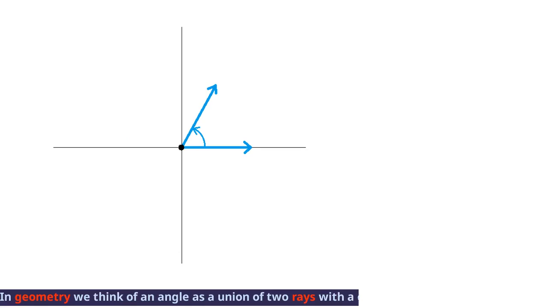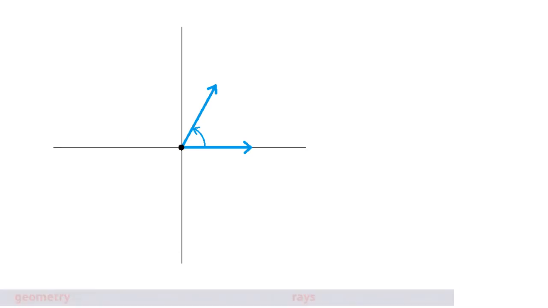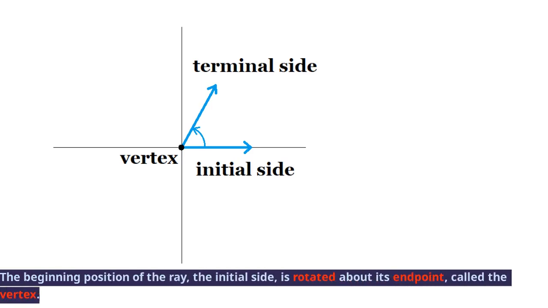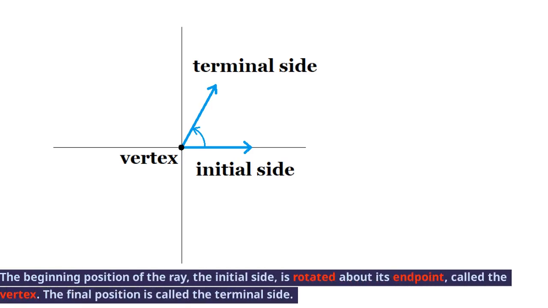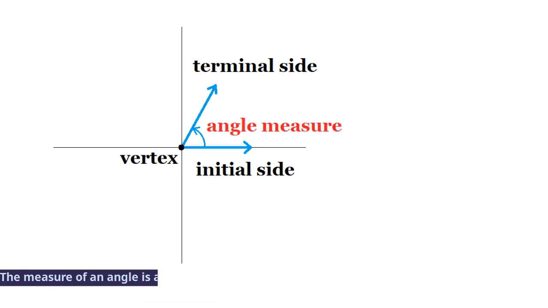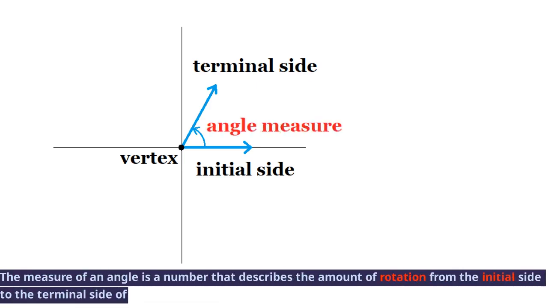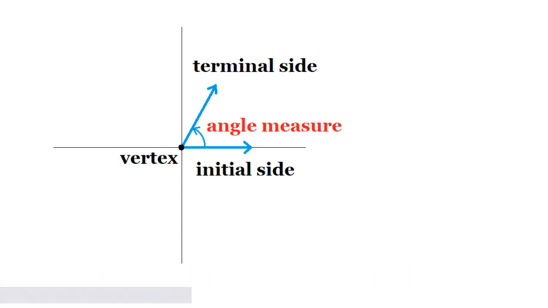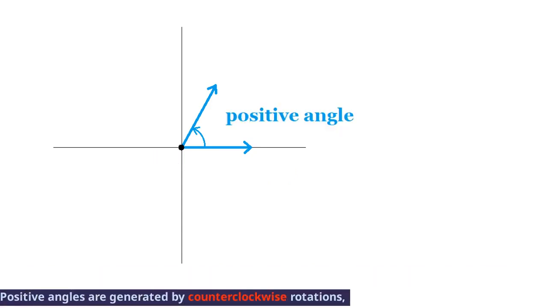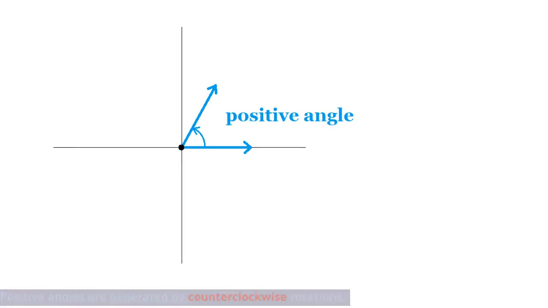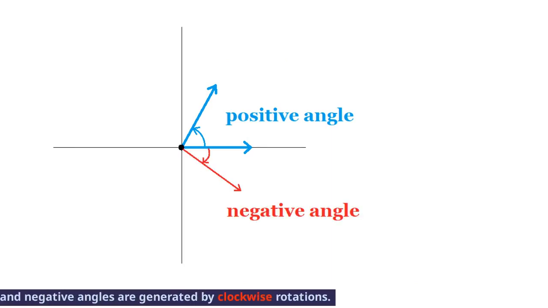In geometry, we think of an angle as a union of two rays with a common vertex. The beginning position of the ray, the initial side, is rotated about its endpoint, called the vertex. The final position is called the terminal side. The measure of an angle is a number that describes the amount of rotation from the initial side to the terminal side of the angle. Positive angles are generated by counterclockwise rotations, and negative angles are generated by clockwise rotations.